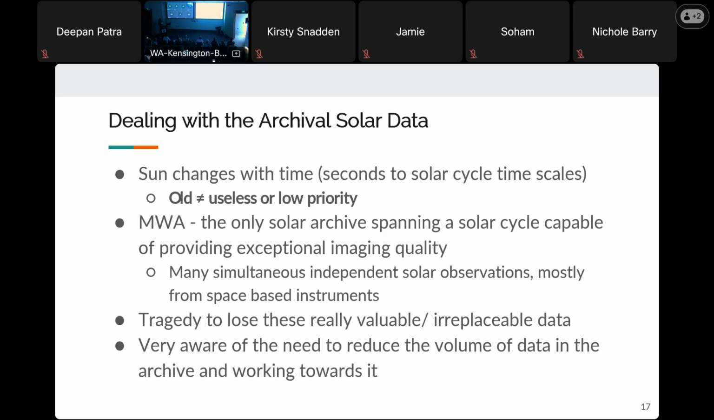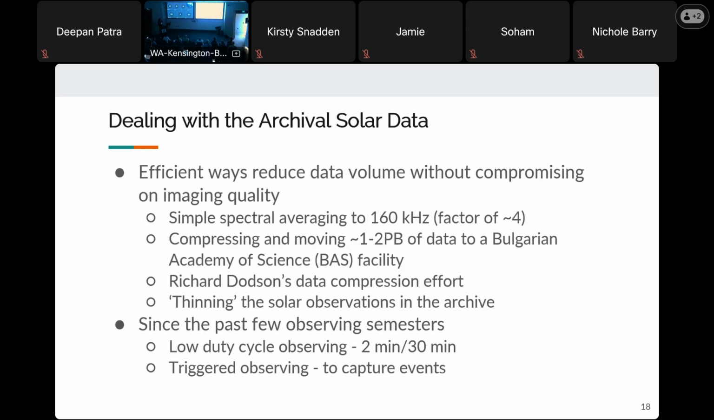It has also happened that in the past decade or so, there are many other independent observatories which give you complementary information about the Sun, which make it a whole lot easier to extract physics from these. So for us, it would really be a tragedy to lose this sort of irreplaceable data. But of course, we understand the need to do something to make space for more data to come into the archive. Here is some of the stuff which we want to do.